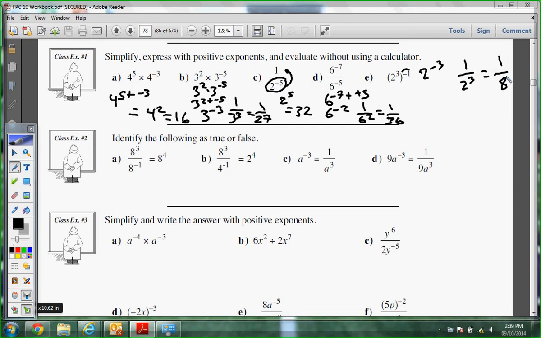Okay, so we're saying true or false. So let's keep going around here. Molly, is this one true or false? Part A on 2. Is 8 to the 3 over 8 to the negative 1 equal to 8 to the 4? Yes, it's true. 3 minus a negative 1 means plus 1, which means 8 to the 4. Okay, Allie, how about this one?